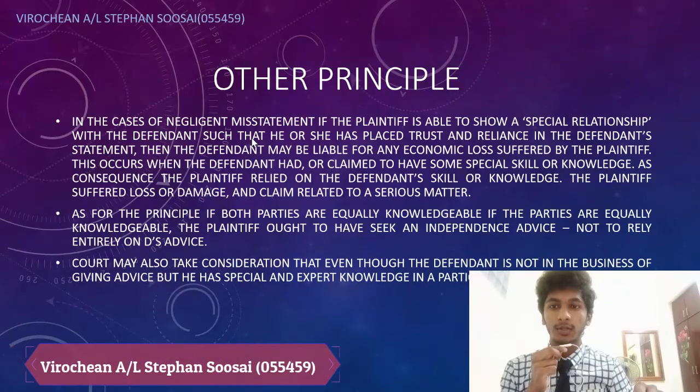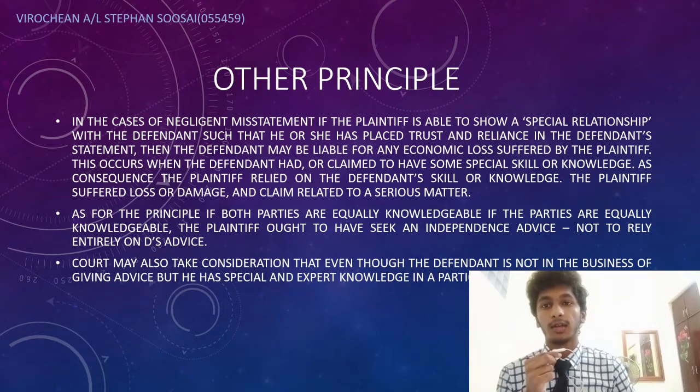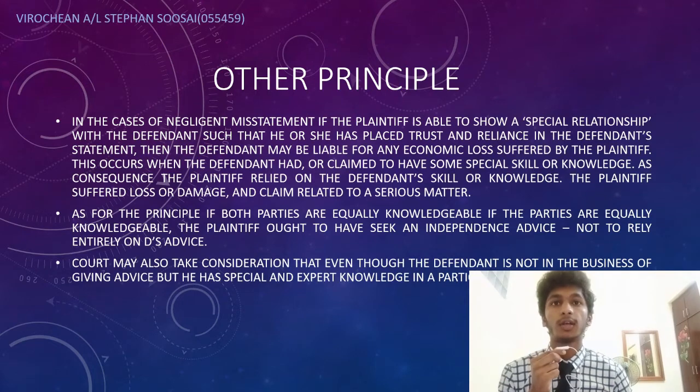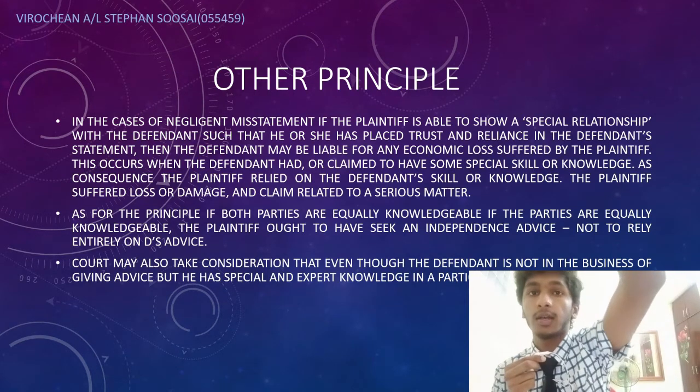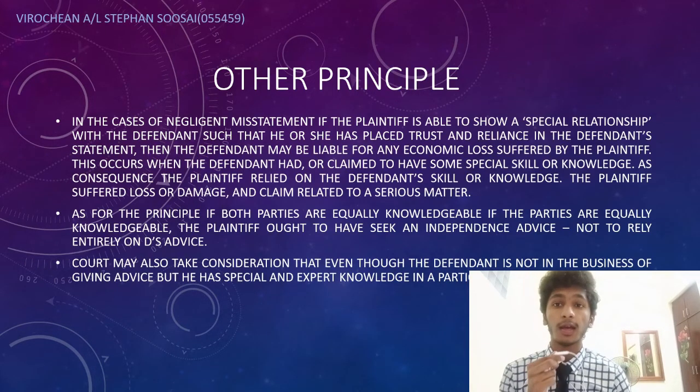Now we're going to discuss the other principles in this question. I found three principles in this question, and one of them is negligent misstatement. If the plaintiff is able to show a special relationship with the defendant, that he or she has placed trust and reliance in the defendant's statement, then the defendant may be liable for the economic loss suffered by the plaintiff. For the second principle, if both of the parties are equally knowledgeable, a plaintiff should seek his own independent advice and not entirely depend on the defendant's advice.